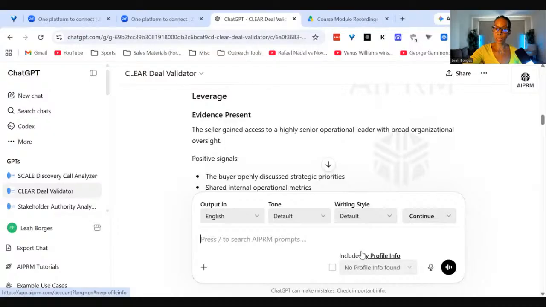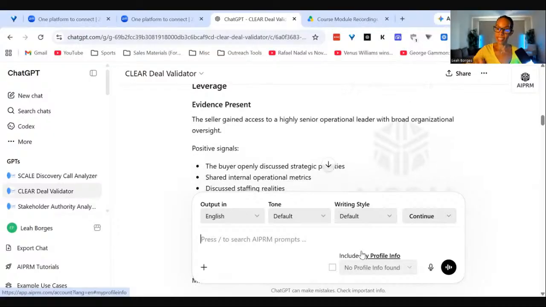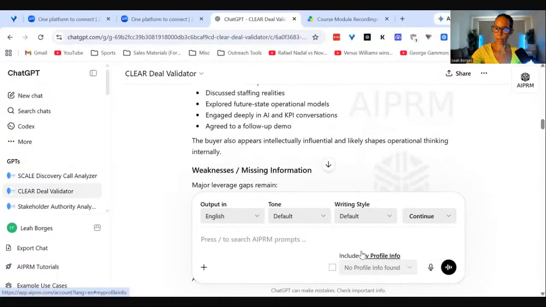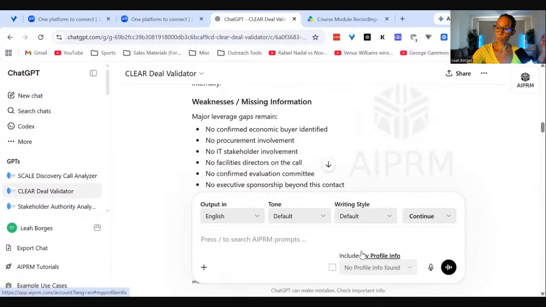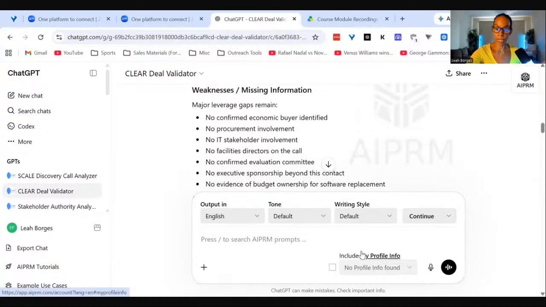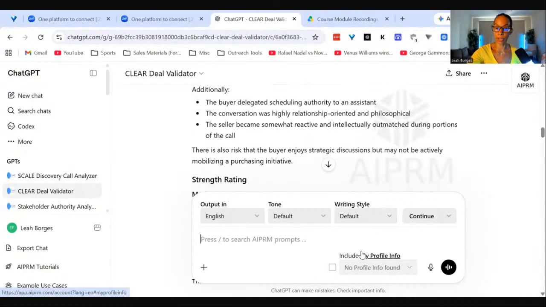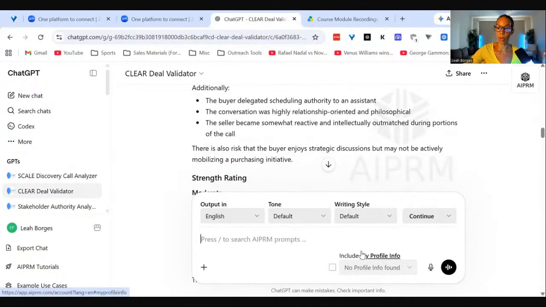So then it gets into leverage. Do you have the access required to push this deal along? It gives you some of the positive signals. You can read that on your own time. It'll give you some of the weaknesses and the missing information. And then it'll give you some additional information. Buyer delegated scheduling authority to an assistant, i.e. a gatekeeper. So that is additional information that you need to have.